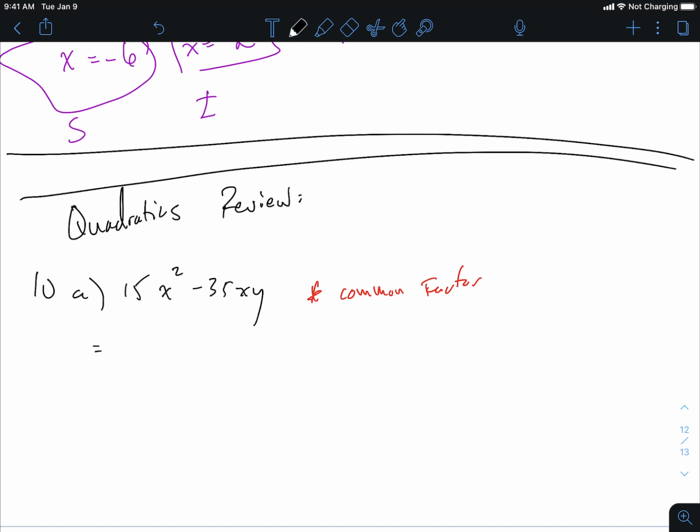This one's relatively easy, actually. If you start, remember the order, I'm always going to check what? Check and see if I can take out a greatest common factor first. Well, it looks like I can take something out of both of those, can't I? So let's take the 5. 5 takes care of the numbers, but then I also see that there's an x there, so I can take 5x out. Right? Then you tell me what's left after you take it out. X minus 7, y.